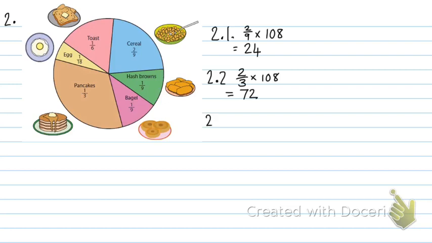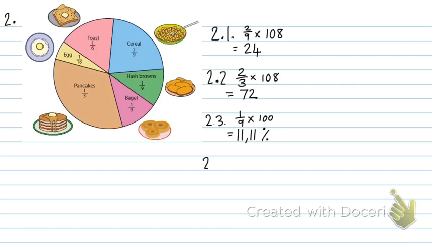Number 2.3. What percentage of the learners likes to have hash brown for breakfast? Hash browns is 1/9. So, to get a percentage, if I had 1 out of 9 for a test, how would I work out my percentage? I would say 1/9 times 100/1, or just 100. And that gives me 11.11%.